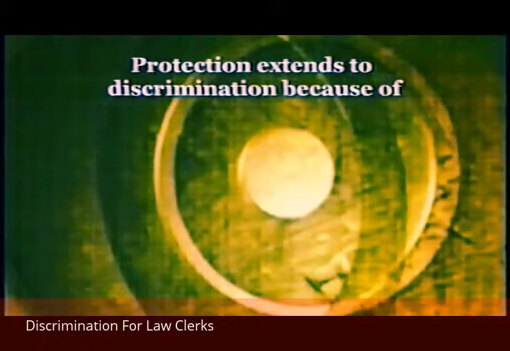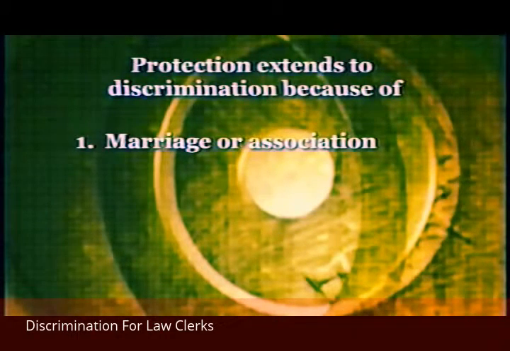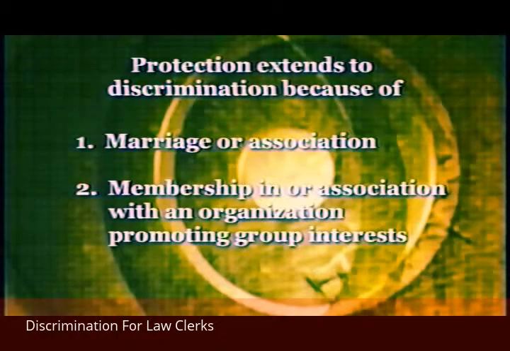The Equal Employment Opportunity Commission, or EEOC, has promulgated some guidelines about how it interprets the protections it administers in this area. For example, national origin protection extends to people who are discriminated against because of their marriage to or association with people of a national origin group, even if they are not members of the group. It extends to people who have a membership in or association with an organization that is identified with or promotes the interests of a national origin group.